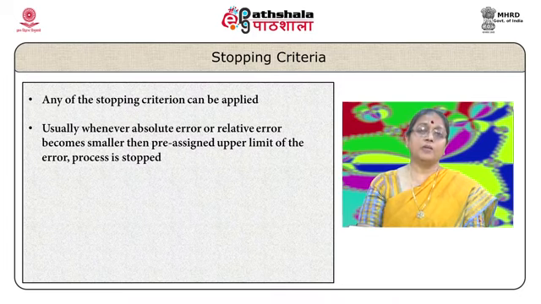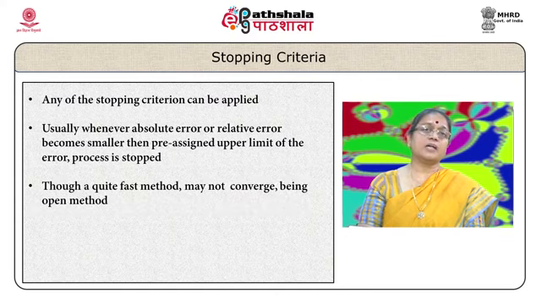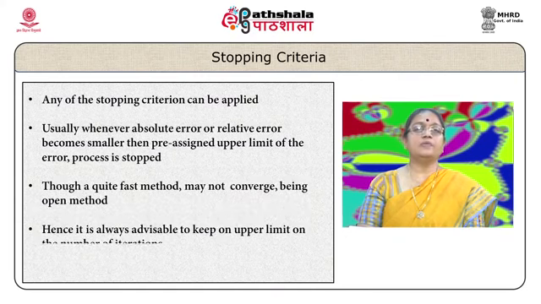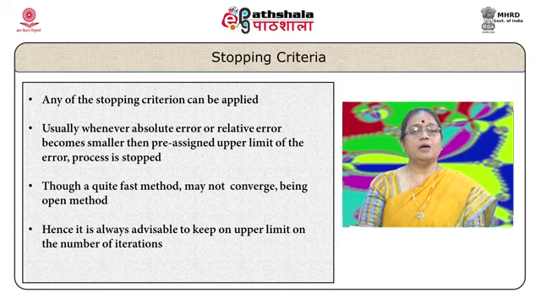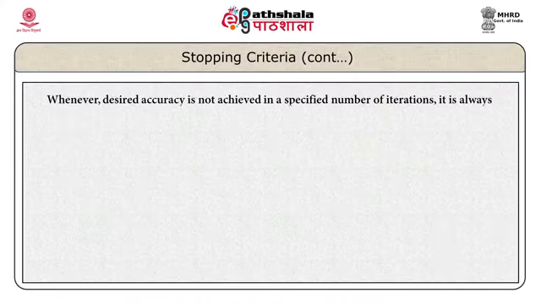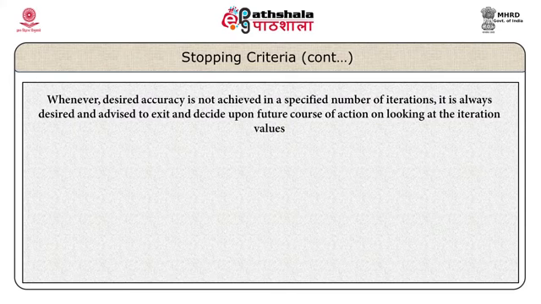And again, one point to be noted: because this method does not guarantee convergence, it is always advisable to keep an upper limit on the number of iterations, because if the method does not converge in n iterations, then one should come out of the loop, otherwise the process will not halt and an infinite loop will be set. So, the stopping criteria would be either we reach the root correct to a certain number of decimal places, or we have reached the upper limit on the number of iterations.